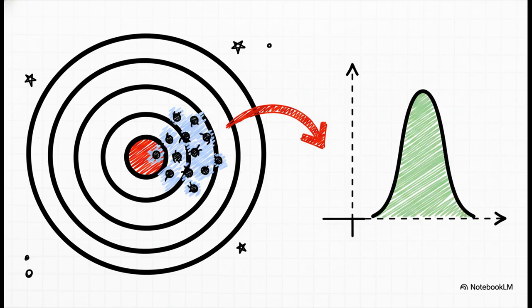The second reason is what we call a process shift. Now here, your process might actually be super consistent, but it's consistently wrong. The average has drifted away from the target. This is like that same dart player, but now all their darts are landing in a tight little cluster way over on the side of the board. This looks like a nice narrow bell curve that's just shifted off center.